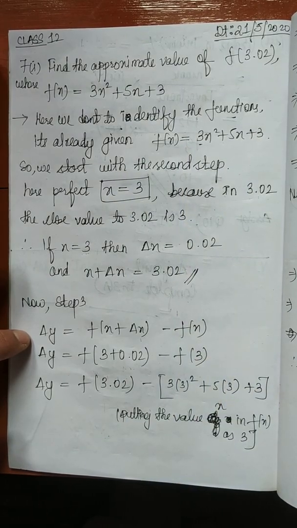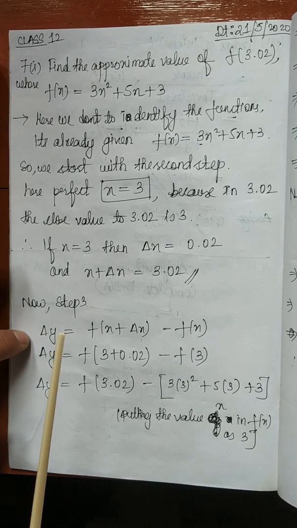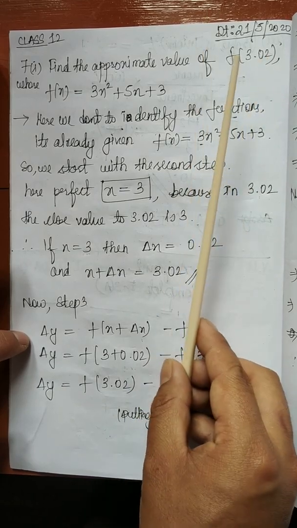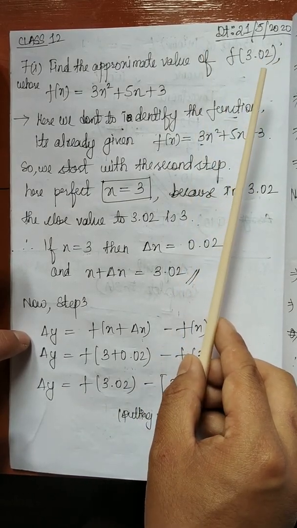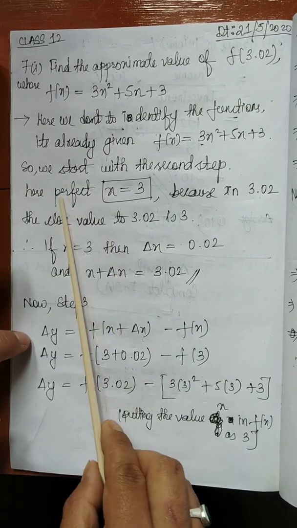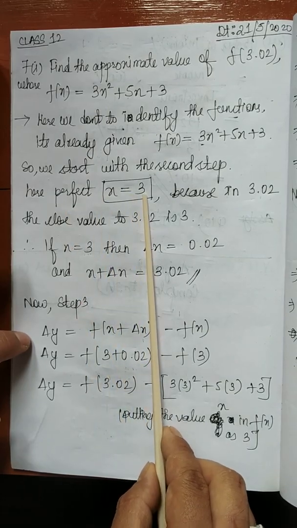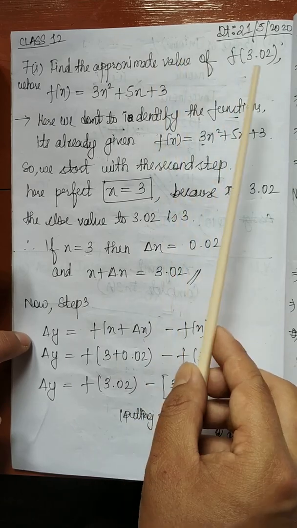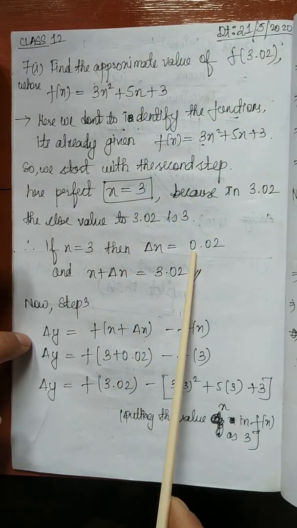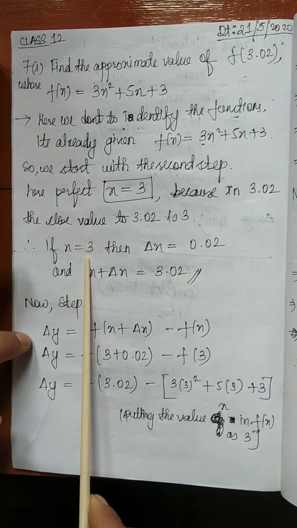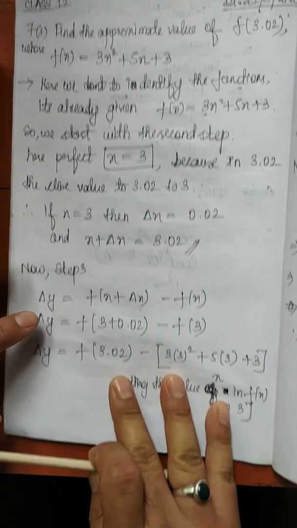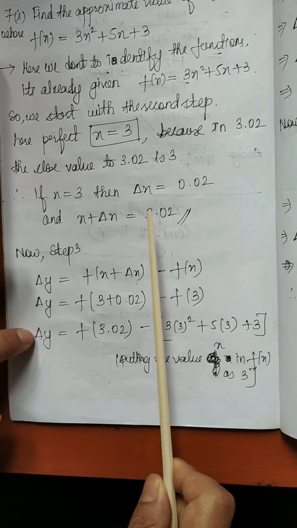The second step was to find the perfect x, isn't it? We need to find f of 3.02. So near to 3.02, which is the value? The value is 3. So that is going to be the perfect x. And the remaining one, what will we add to get 3.02? 0.02. That is going to be delta x. x is 3, delta x is 0.02, and the sum of x plus delta x will be 3.02.